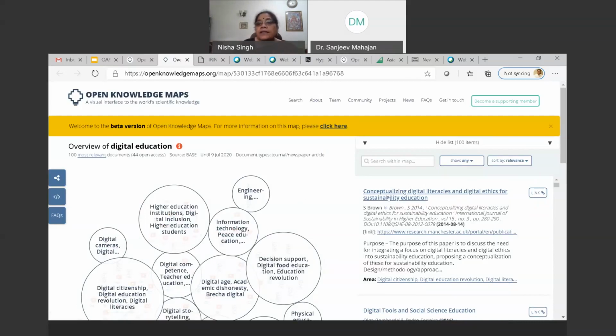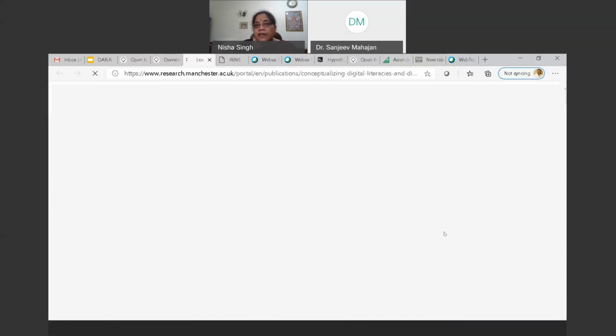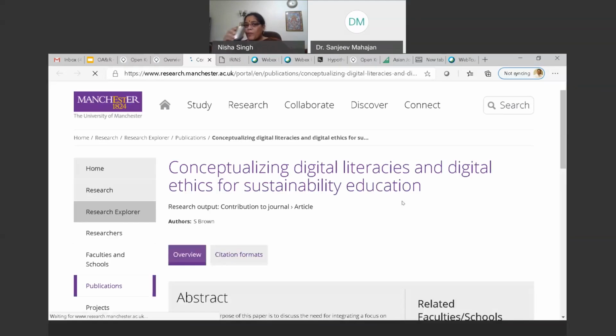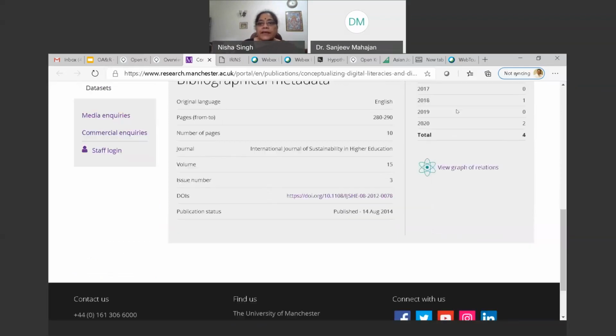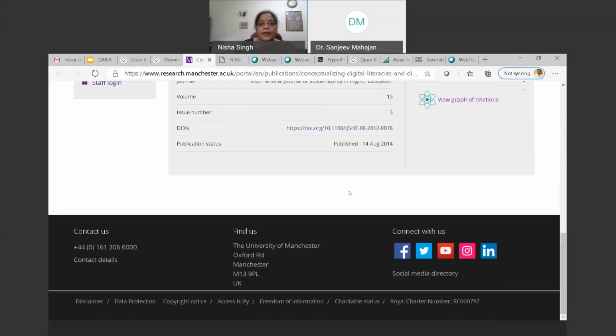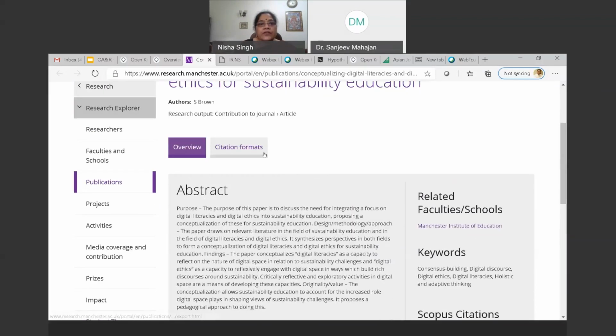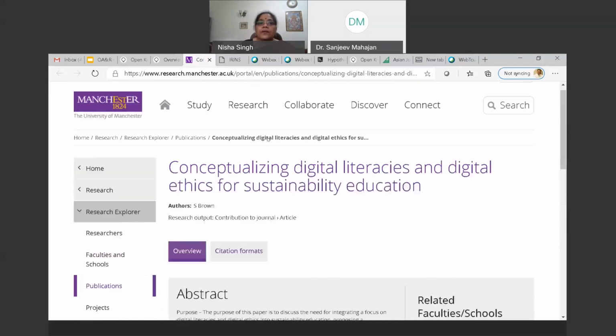और फिर यहाँ पर Conceptualizing Digital Literacy and Digital Ethics for Sustainability Education, मैं यहाँ पर जा सकती हूँ. I will just take you to this. It is opening. So there you get the article. Scopus citation किसका है, कितना है, and then आप इसको use कर सकते हैं. If you want the citation formats overview, और आप इसको explore कर सकते हैं.